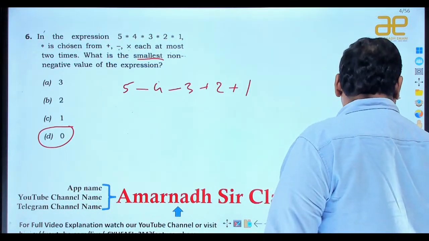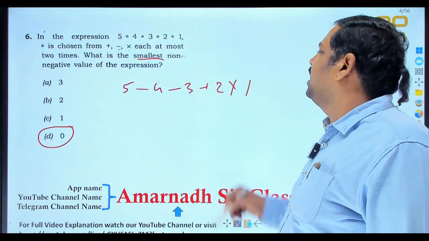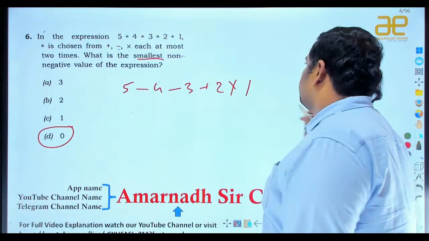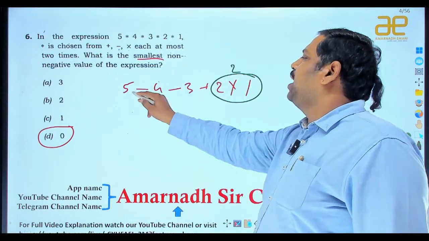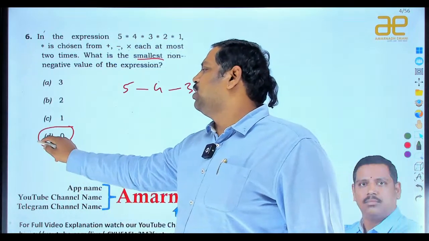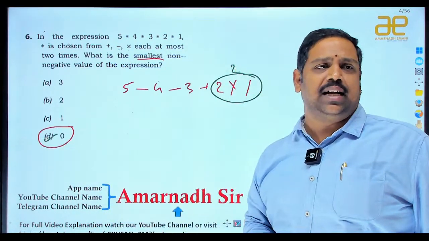I have an option to multiply, right? If I take multiplication, then what happens? 2 into 1, this value we can reduce to 2 only. Then 5 minus 4 minus 3 plus 2 means it is 0. The smallest value that we can get is D. That is the fourth option, the answer.